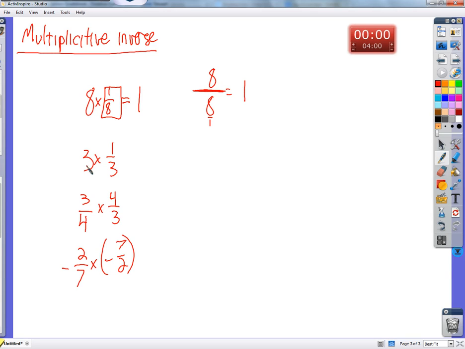The multiplicative inverse of 3 is 1/3. The multiplicative inverse of 1/3 is 3. It goes both ways. Each number has one and only one multiplicative inverse. So what's the multiplicative inverse of A? 1 over A. Whatever A is, whether it's positive or negative, or even if it's a fraction, this idea works. 1 over A.